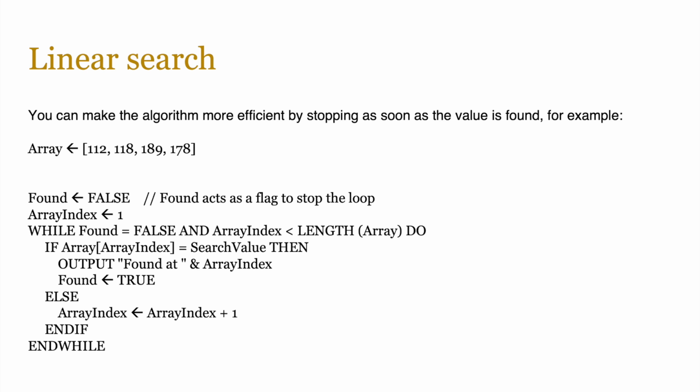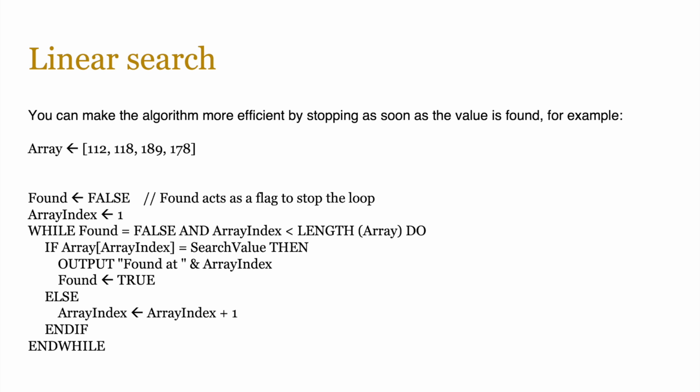If the value at that position equals the search value, then we output found at index 1, index 2, whatever. We then set the found flag to true. Remember, the while loop is saying keep running until the found flag is true or the array index is no longer less than the length of the array. So the moment we set found to true, we can exit the loop straight away instead of going through the rest of the values.